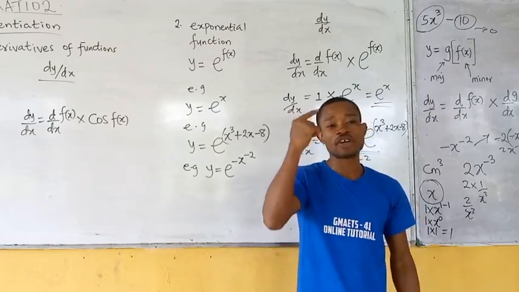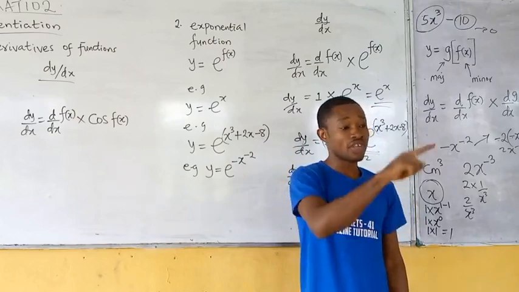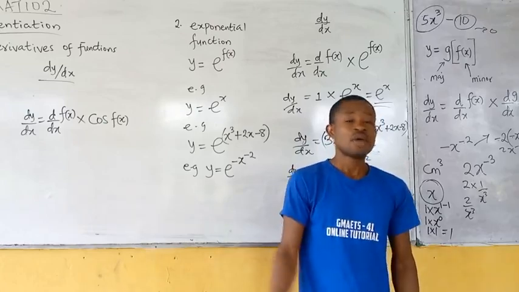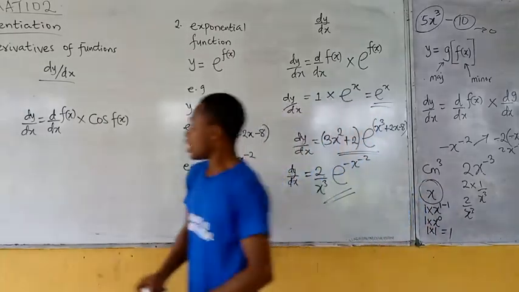Except if the student has an idea of further maths, all this differentiation, that is when the student will know that if you're given sine 2x to differentiate, the answer is not what? Cos 2x. But the major-minor explains all these things. Are you getting me right? Let's do a quick, fast one.